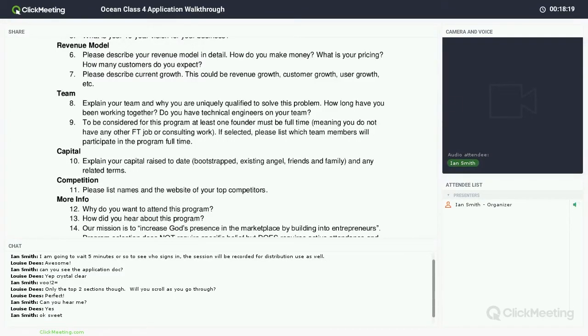And we also added in there, how many customers do you expect? So this isn't really an opportunity to give a forecast, but we are looking for a little bit of analysis. If our product is priced at this level, and our first 1,000 customers we think we can get in 18 months, that will net us this amount of cash. So we're looking for something like that.